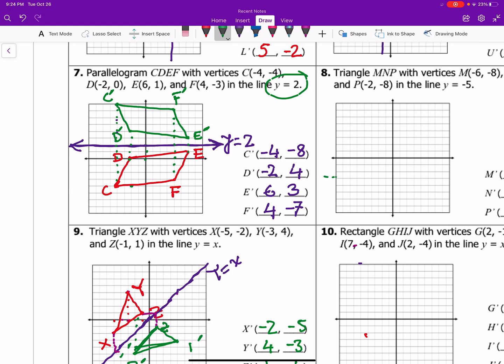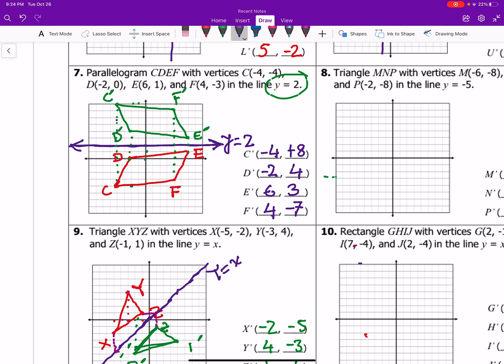So C prime. Let me write the C prime first. C prime: towards the left on the x-axis 1, 2, 3, 4, so -4, and towards up, that is +8. Okay, so that should be +8.